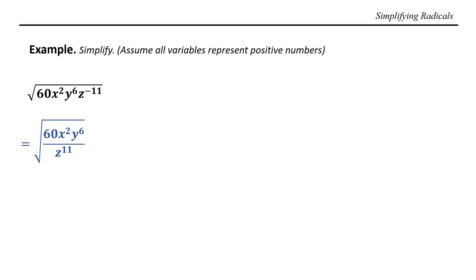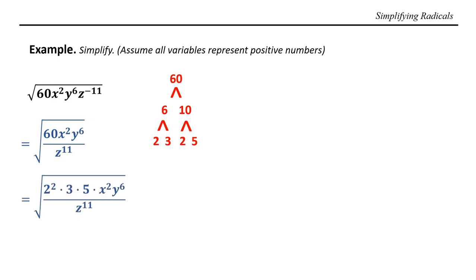Now what we want to do is factor out 60. If we made a little tree, 60 would factor out into 6 times 10, which we'd break into 2 times 3 and then 2 times 5. So if we wrote that out, it would end up being 2 squared times 3 times 5, and our x's and y's would stay the same.